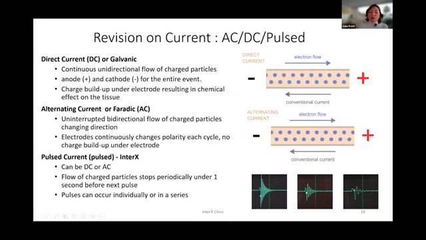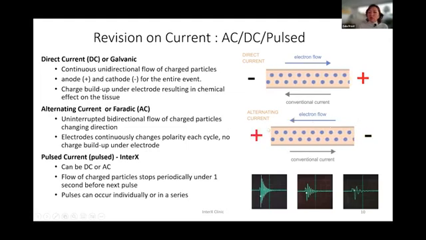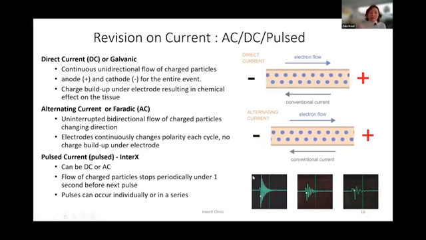Alternating current is when electrons are constantly changing direction. Effectively, sinusoidal current is alternating current. The particles flow bidirectionally, and when you do this, the charge is propagated. It's not accumulated underneath the electrode. This you need to understand.